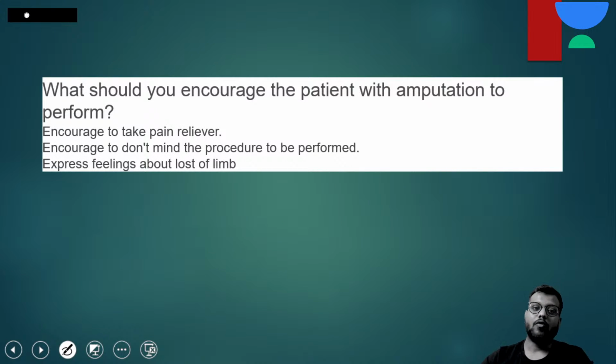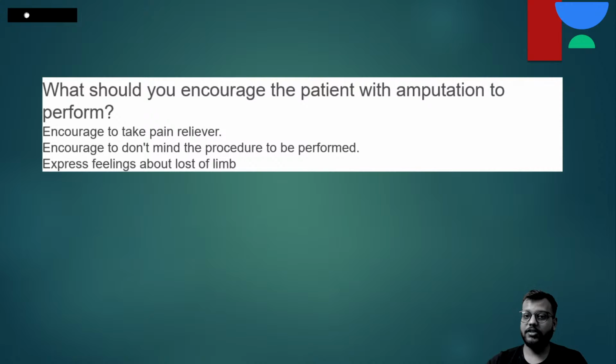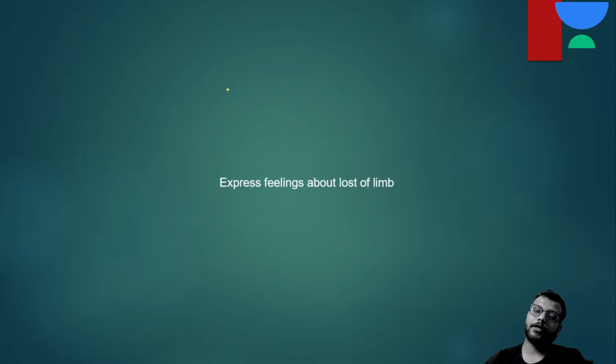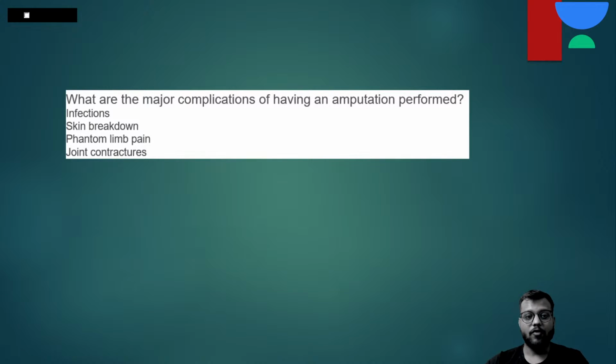Now, what should you encourage the patient with amputation to perform? And the answer will be this: express feelings about the lost limb, because as I've told you, the mental well-being of a patient after amputation is very important. Next, what are the major complications of having an amputation performed?